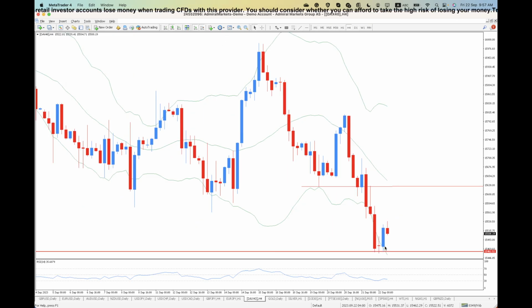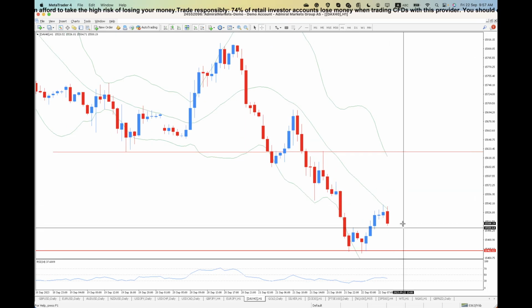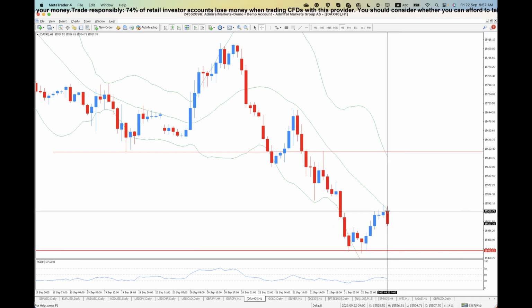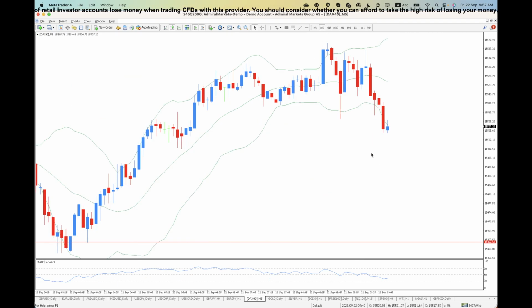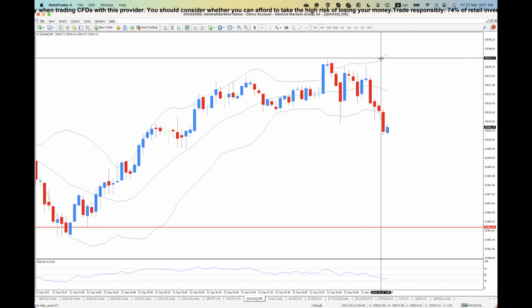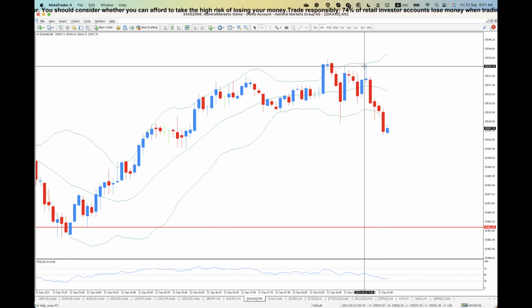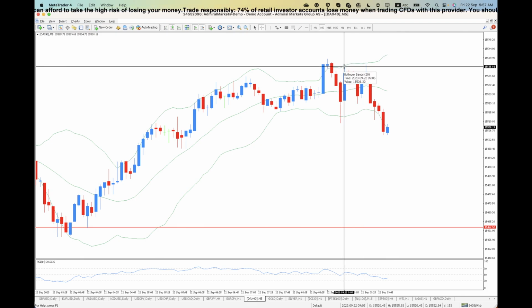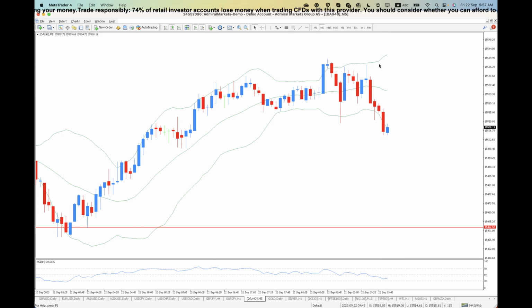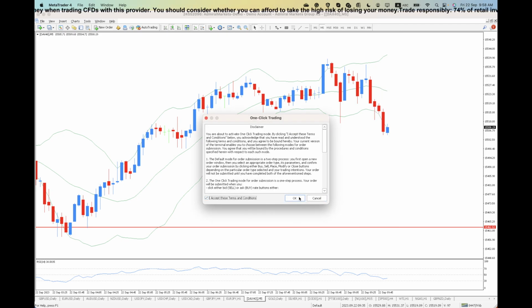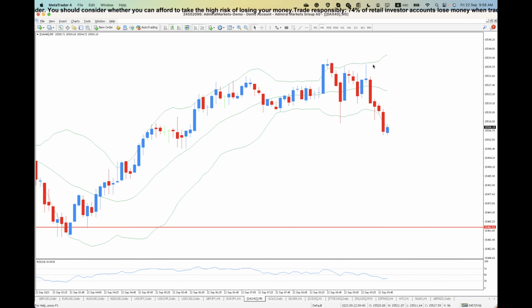Let's check the 4-hour chart. Here is the high of the 4-hour chart. Although it's in a downtrend, although it's a strong selling market, we can expect to see a push to the upside, to be honest. So I will place a buy stop order here, above this candle high.